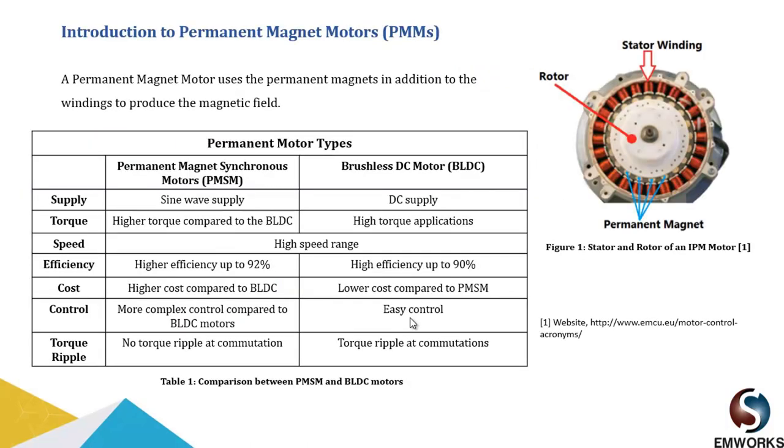To start with, a permanent magnet motor uses permanent magnets in addition to the windings to produce the magnetic field. Permanent magnet motors have two types: permanent magnet synchronous motors, or PMSM, and brushless DC motors, BLDC. They are both characterized by a high speed range and high efficiency. Some differences between these two types are presented in this table. For example, for the supply, we have a sine wave supply for the PMSMs, while we have a DC supply for the BLDC motors. This leads to more complex control for the PMSMs compared to BLDC motors.